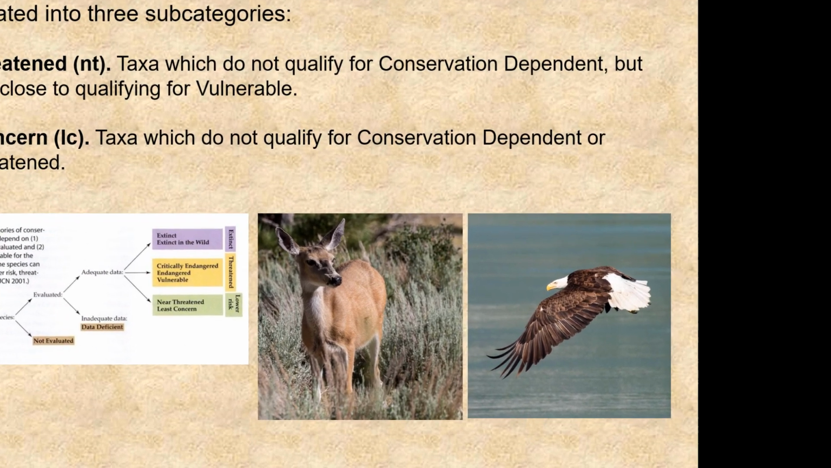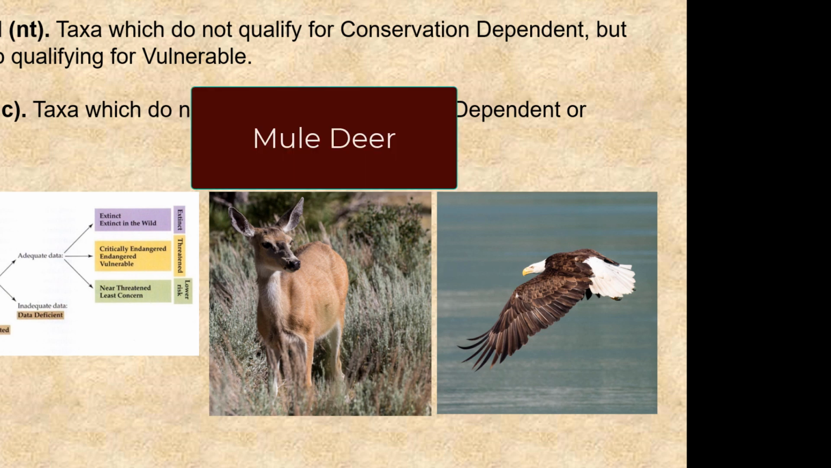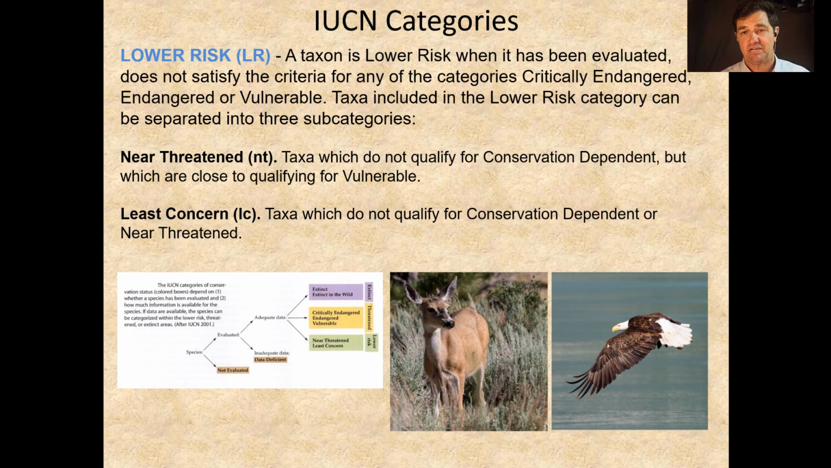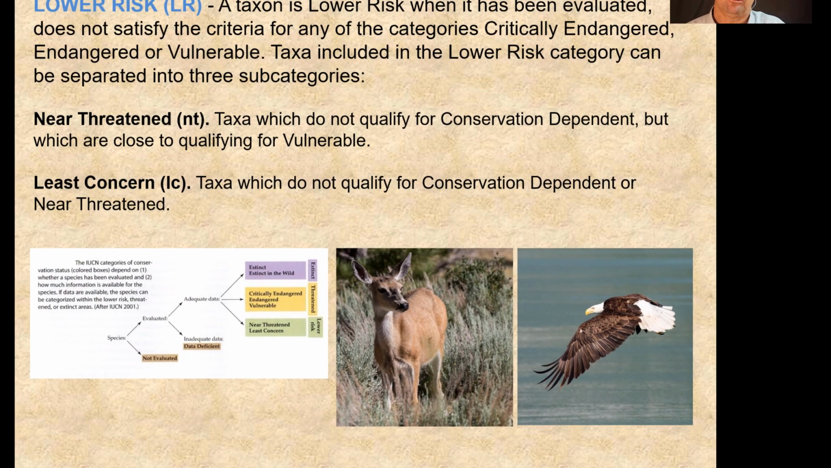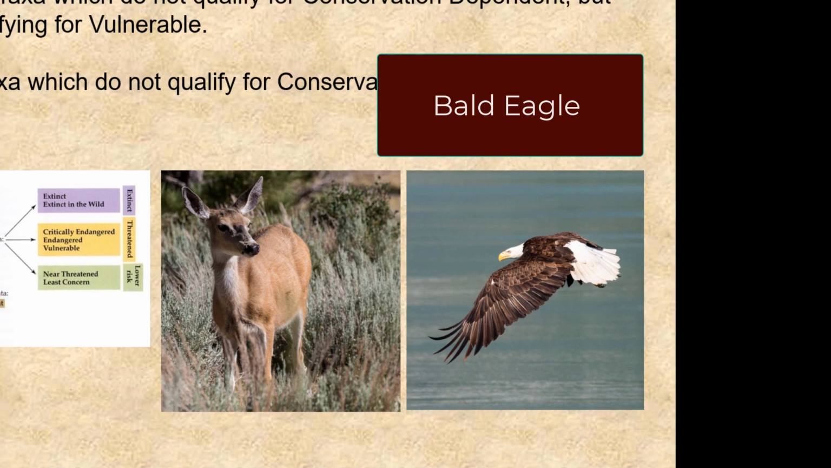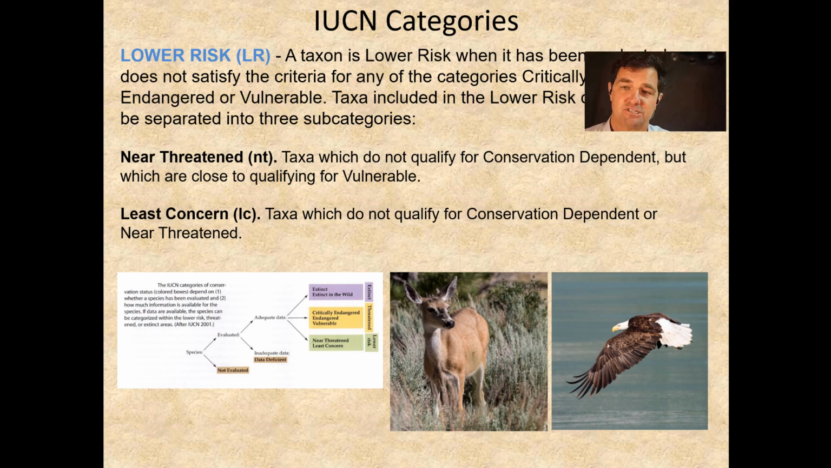So the mule deer, which we have all over the place in Southern California and elsewhere in the world, has a really huge population size and a big geographic range. That is a species of least concern. The bald eagle is also a species of least concern. However, in the past, when I was growing up as a kid, it actually was an endangered species at one point, but they've done quite well in the recovery of them, and now they're a species of least concern.